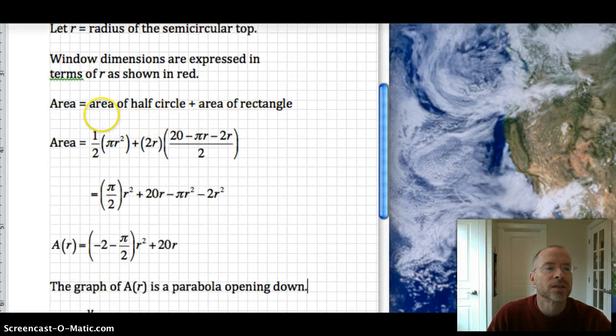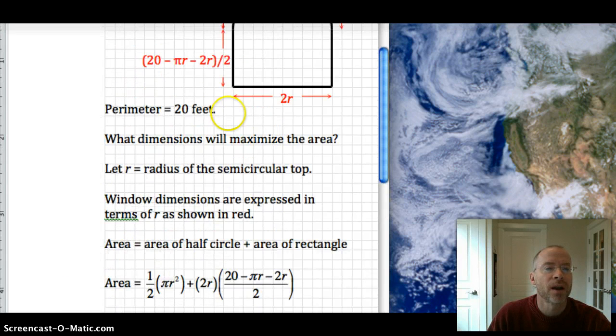And of course, then just to build this function, the area of a full circle is pi r squared. Take half of that, half pi r squared is the area of the half circle. And then the area of the rectangular portion down here is just going to be the product of the dimensions.